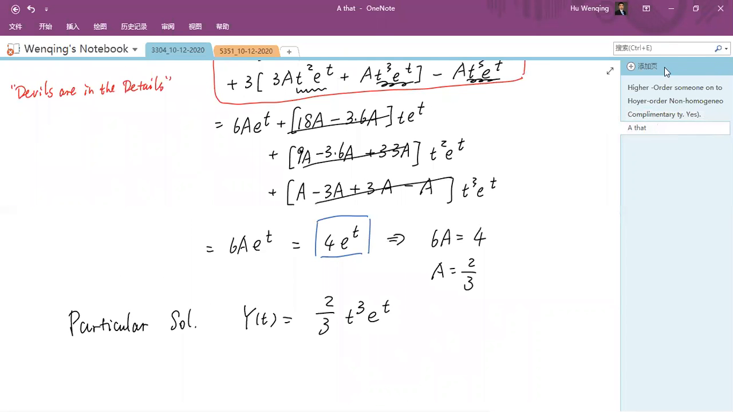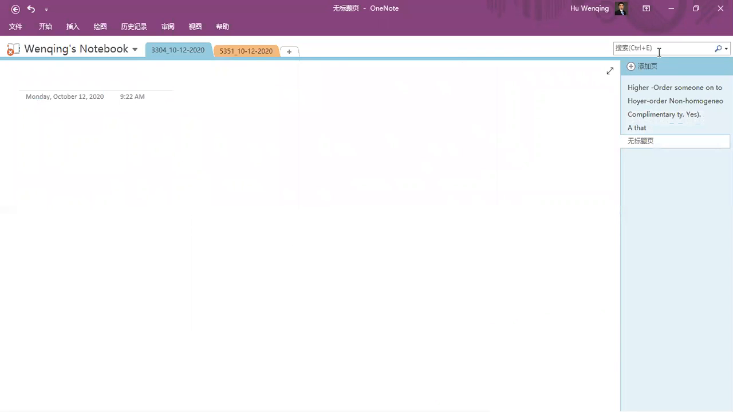Okay, so now let me take about 20 minutes to practice a much more sophisticated problem, just to show you that sometimes the calculations can be really complicated. During this procedure, we're going to see more, I would say, devils in the details. So here we want to find the general solution of this equation.